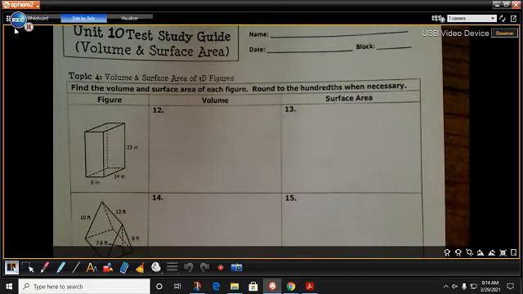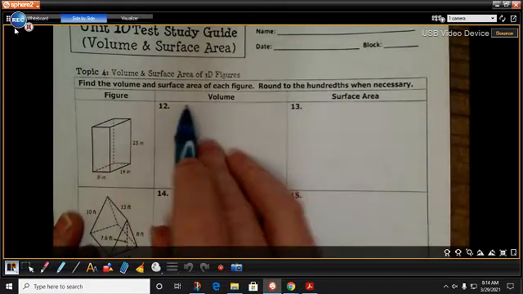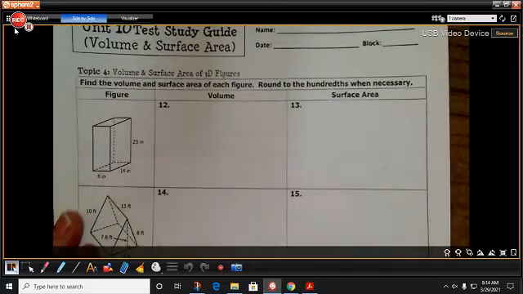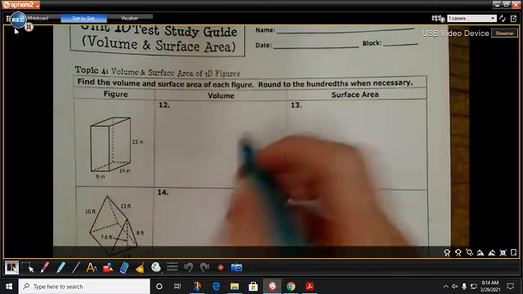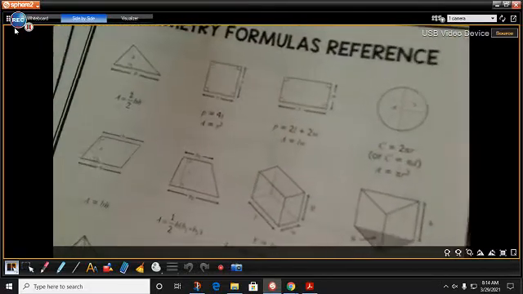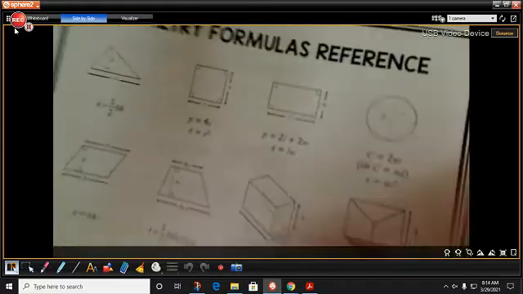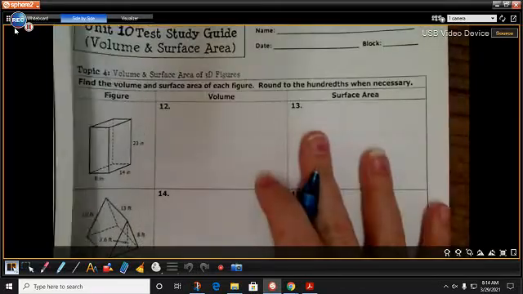We are going to be going over the review for our Unit 10 test over surface area and volume. To begin, we are starting off just going over how to do the volume and surface area of several three-dimensional figures. This formula chart is going to be available on your test, and it is what I'm going to be referencing throughout using this study guide.